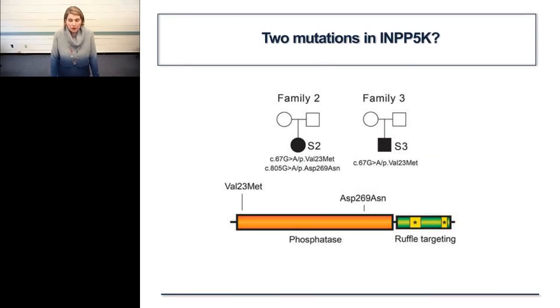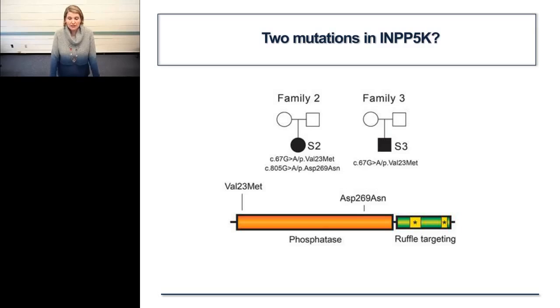3 or 4 possible candidate genes in each of them, but both had mutations in this gene called IMPP5K. The girl had 2 heterozygous mutations, and the boy had a homozygous mutation in one of the same alleles that the girl had. So we had basically 3 alleles in this Val23 and 1 in this other location. So this was interesting, and it became even more interesting when we started reading up about IMPP5K.